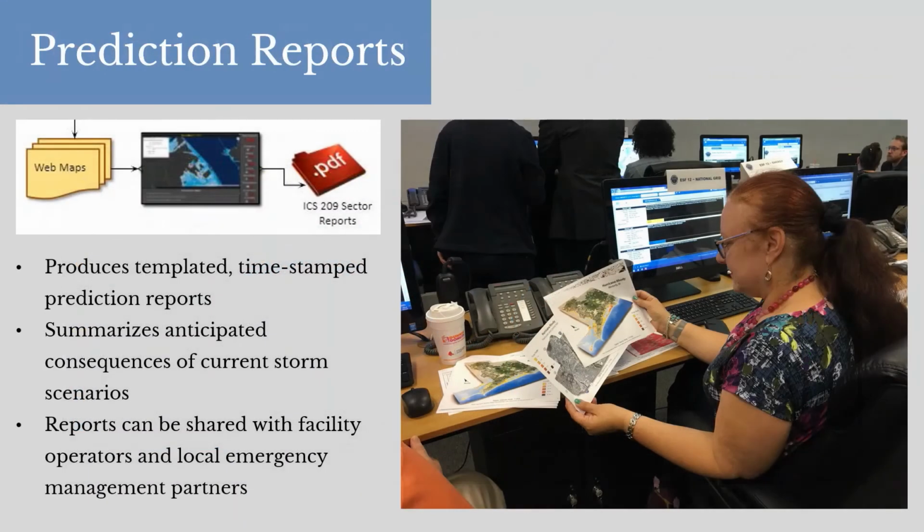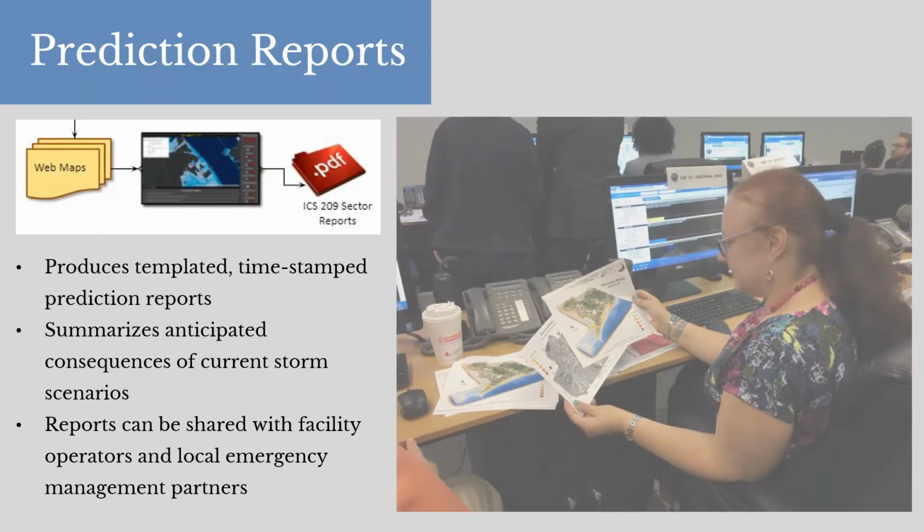In addition to the interactive ArcGIS dashboard, RICHAMP can produce templated timestamped prediction reports in PDF form, summarizing anticipated consequences of the current storm scenario by facility, critical infrastructure sector, or emergency support function. These reports can be used for record keeping in the EOC and can be shared with facility operators and local emergency management partners.